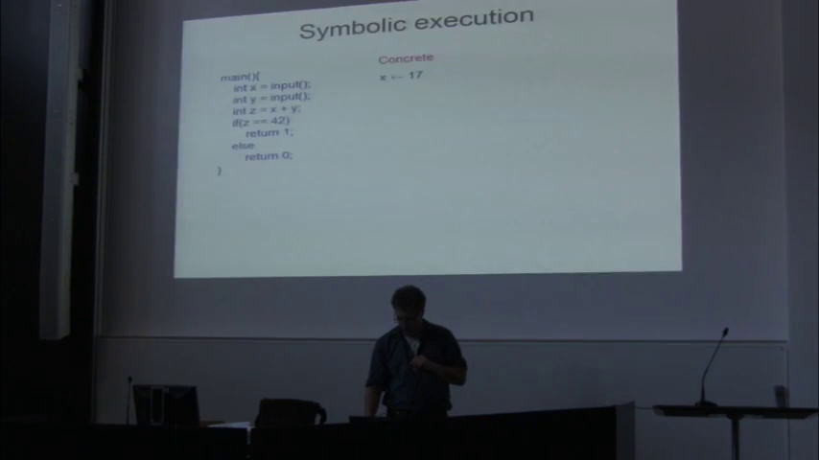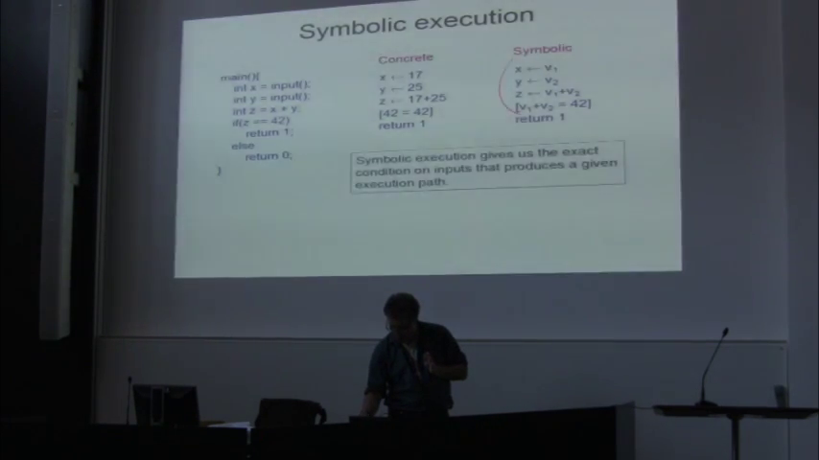So you've seen this slide already. We get some inputs X and Y. The idea of dynamic symbolic execution is we have concrete values, so we execute this particular branch, but we can also carry symbolic representations along the way. And then the symbolic execution gives us conditions on the inputs that produce that particular path, but then we can negate those conditions to get new constraints on the inputs to go to new paths.